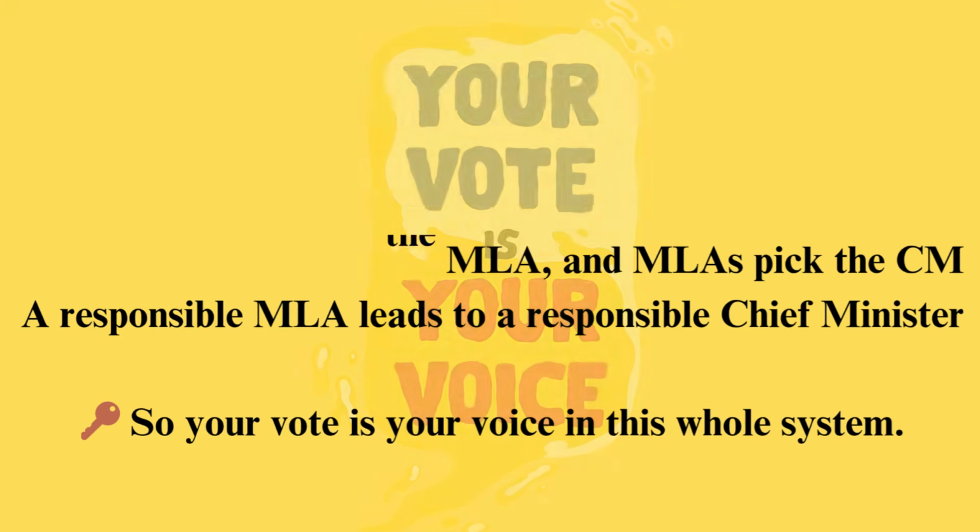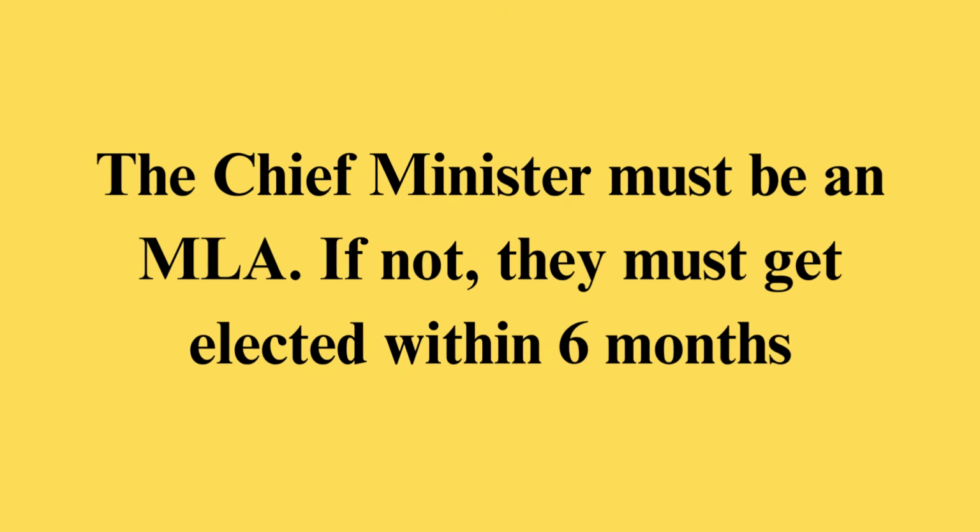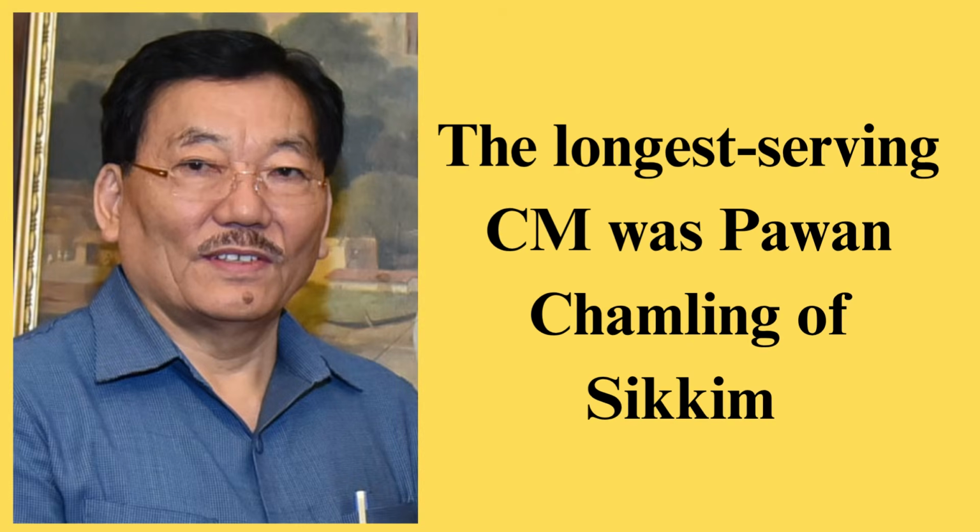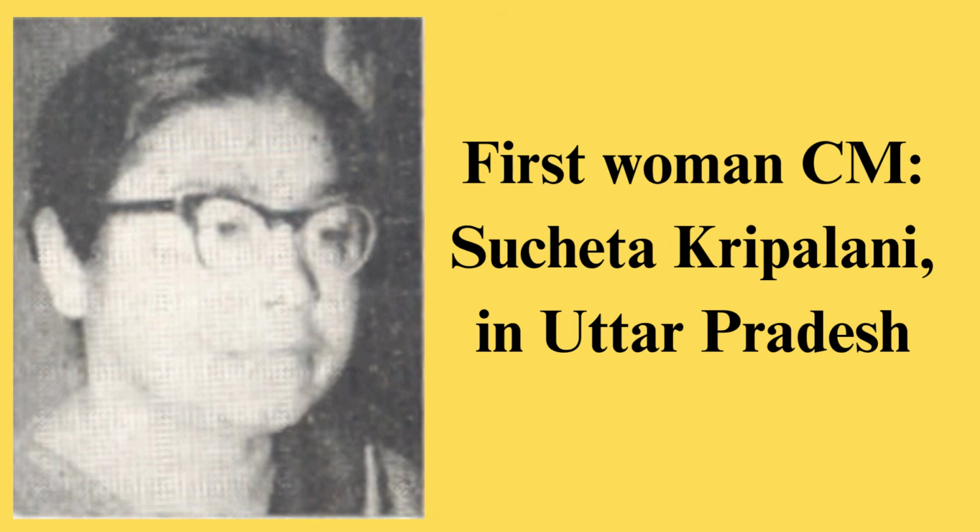Quick fact check. The chief minister must be an MLA. If not, they must get elected within 6 months. The longest-serving CM was Pawan Chamling of Sikkim, over 24 years. First woman CM, Sucheta Kripalani in Uttar Pradesh.